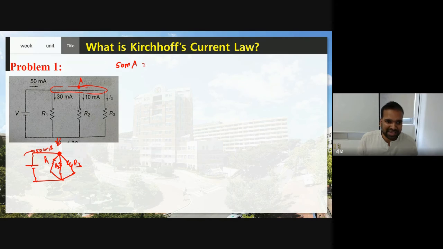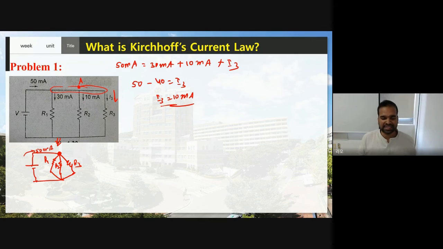So 30 milliampere is going to R1, plus 10 milliampere is going to R2, plus they didn't give the I3 current. So this is I3. So 50 minus this is 40, equal to I3. So I3 equals 10 milliampere. Now see, by using KCL, you can find the unknown parameter.